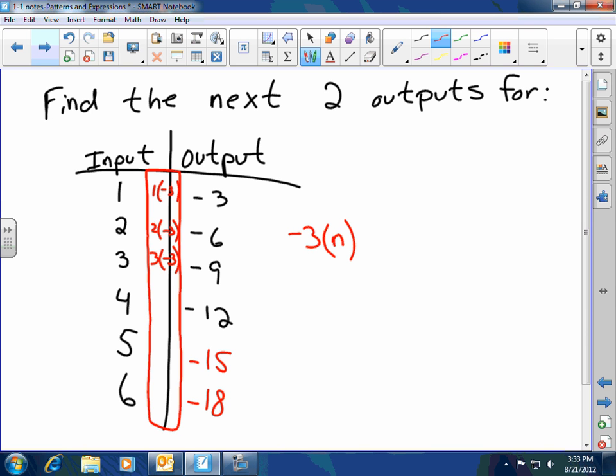Another way to figure this out is to look at the output. I'm going from -3 to -6, then -6 to -9, then -9 to -12. Well, I'm subtracting 3, subtracting 3, subtracting 3. That's going to be my processing column. If you notice, 1 times -3 equals -3. I don't have to add anything to it. I am done. So I have my -15 and my -18 as my two missing outputs.